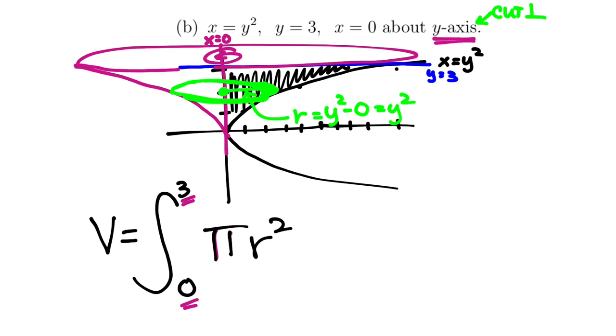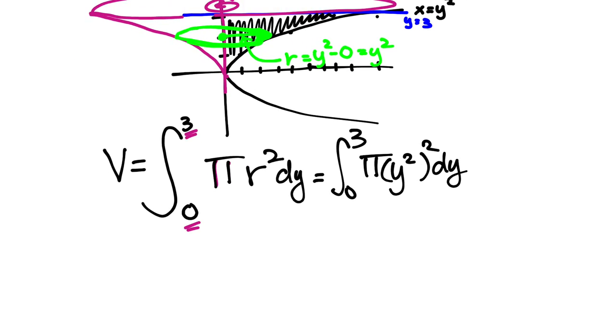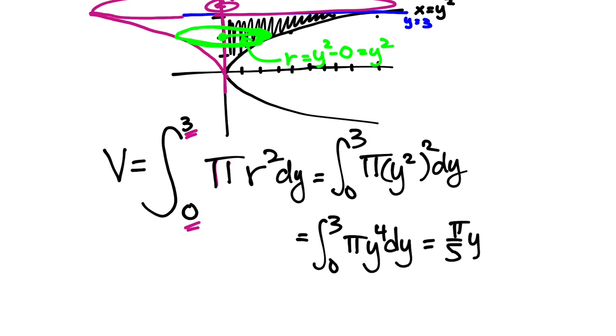dy over here. So we get 0 to 3 pi y squared squared, et cetera. Okay, so that's going to give us 0 to 3 pi y to the 4th dy. That's pi over 5 y to the 5th, 0 to 3, 80.